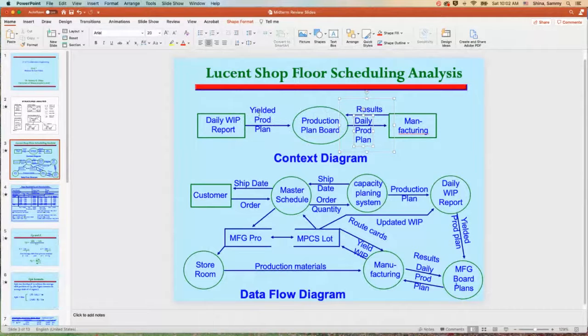So all the data flow arrows in the context diagram have to show up in the data flow diagram. So the yielded product plan, production plan, and results and daily production plan have to show up in the data flow diagram. I also need to see the data stores.